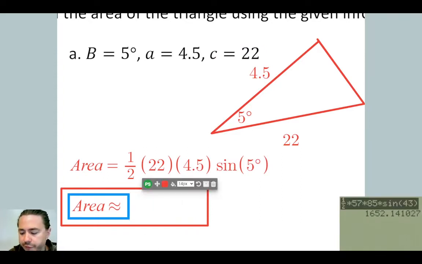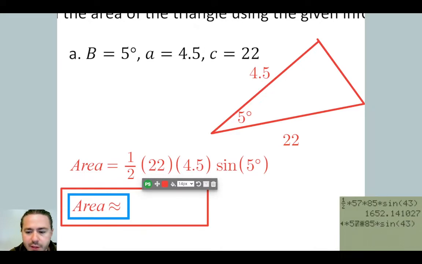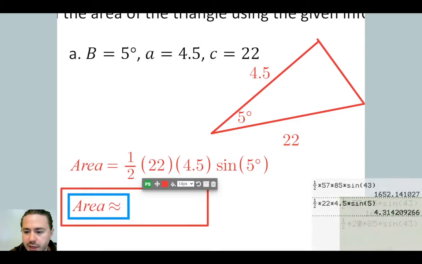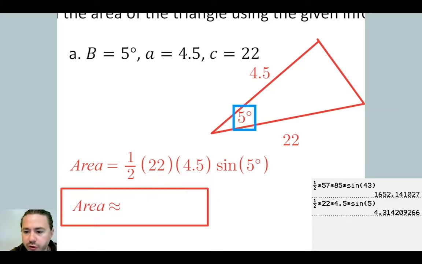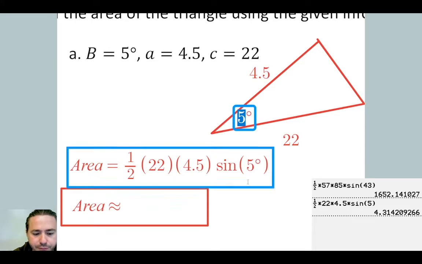So we got 1/2 times 22 times 4.5 times the sine of 5 degrees. Okay. Should be a pretty small triangle, honestly, because this 5-degree angle is incredibly small. So it'd be a very skinny triangle. This sketch is definitely not to scale. So yeah, we get a very small area here.